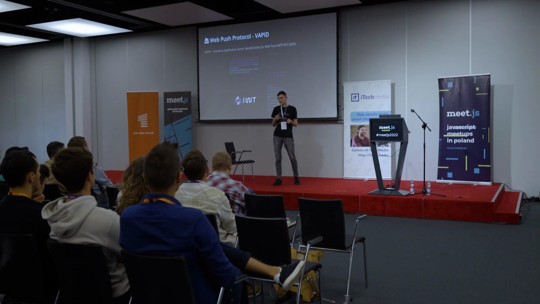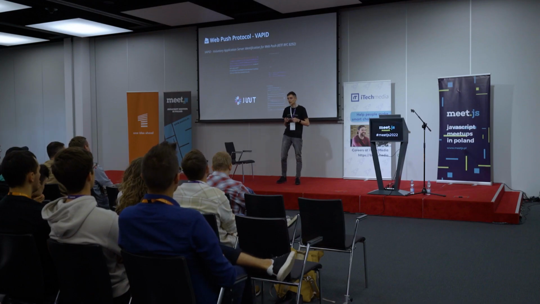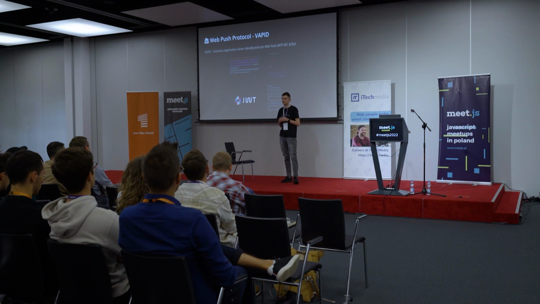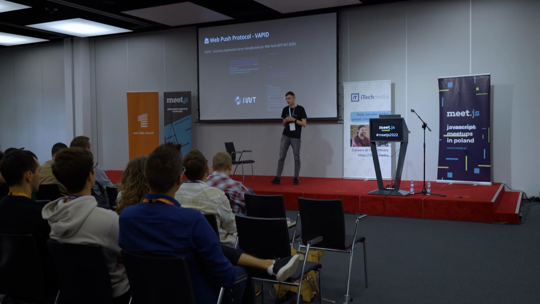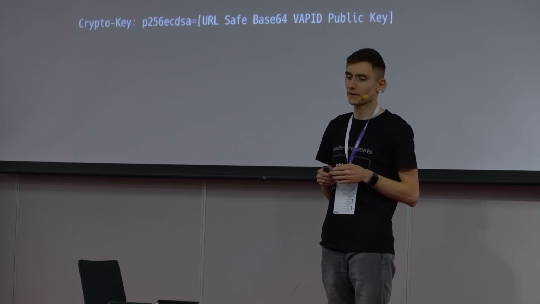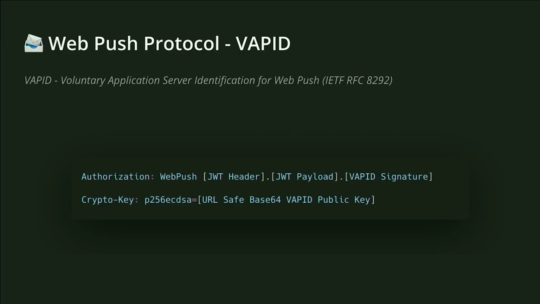In the claims, in the data of the JSON web token, we need to put the URL, the host name of our application. This is obligatory. Optionally, we can attach contact information for the application owner in the form of a mailto link. Finally, when we have this JSON web token, we simply put it in the authorization header. But instead of bearer as the name of the strategy, we use WebPush. This is by the design from the spec.